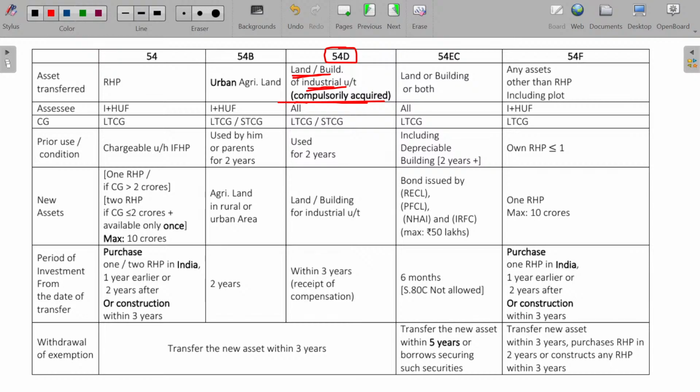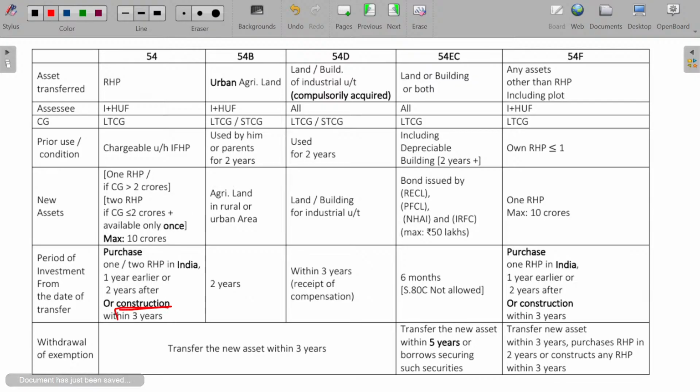This will be applicable for all assessees. Industry may not be run by a single person. Sole trader not possible, HUF not possible. As it is an industry, any assessee can be applicable here. The capital gain could be long term or short term, provided this land and building should have been used for the industrial purpose at least for 2 years before it is compulsorily acquired. And the new asset purchased for claiming the deduction is again land and building for the industry only. So house property sold, house property purchased; agri land sold, agri land purchased; land and building for industry purpose compulsorily acquired and purchased likewise.